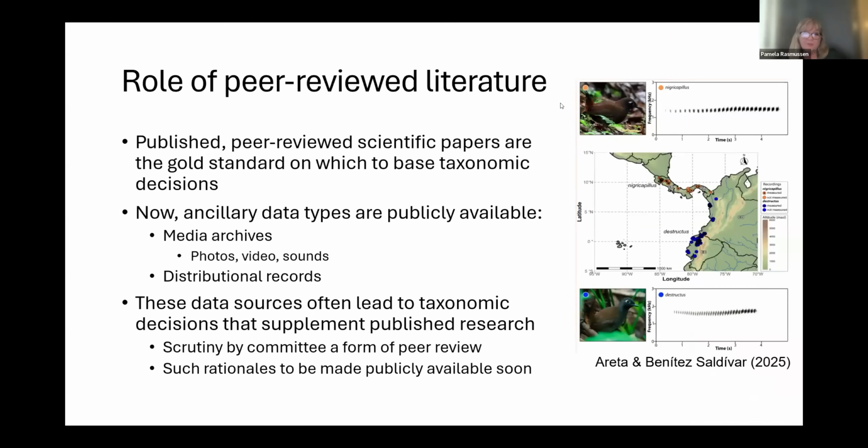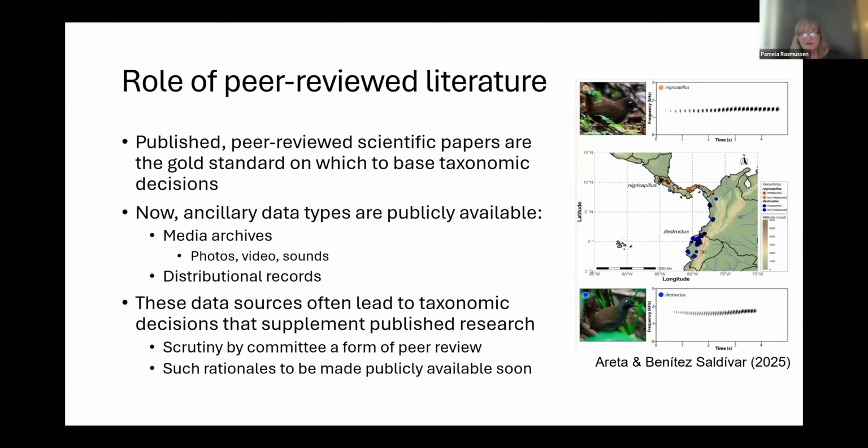Okay, how about peer-reviewed literature? Well, of course we want to use peer-reviewed scientific papers. They're the gold standard. That's what we want to base our taxonomic decisions on. But each one of those generally takes years and sometimes decades.